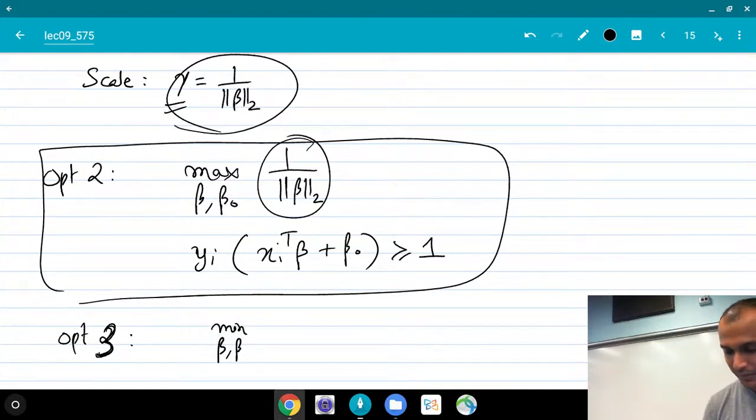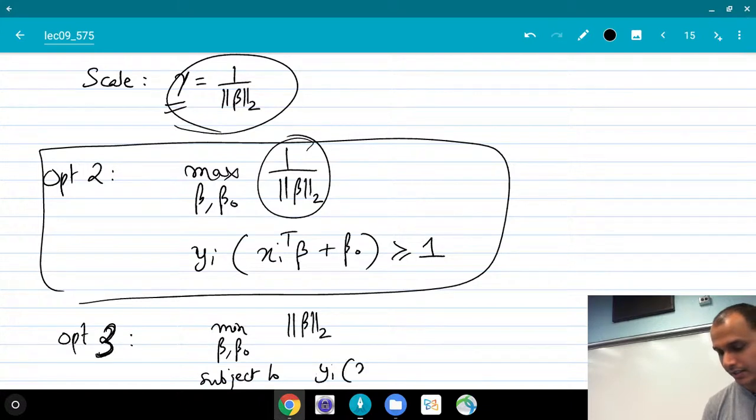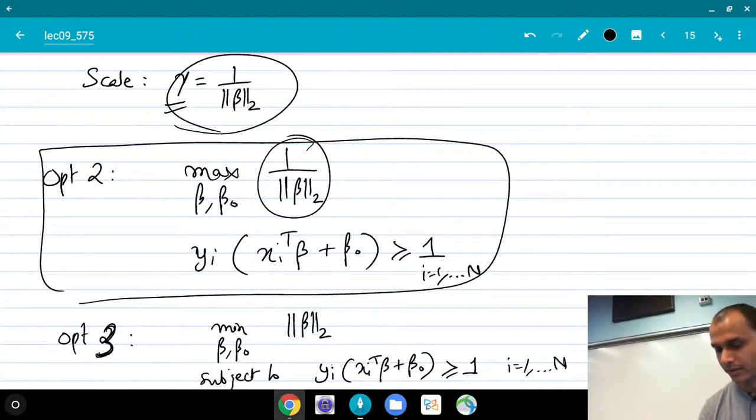So, minimization over beta and beta naught of norm of beta, subject to yi times xi transpose beta plus beta naught greater than or equal to 1, okay? This is for i equal to 1 to n. The n constraints, you want this margin condition to be true for all data points in my data set, right?